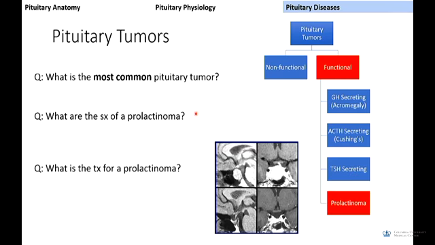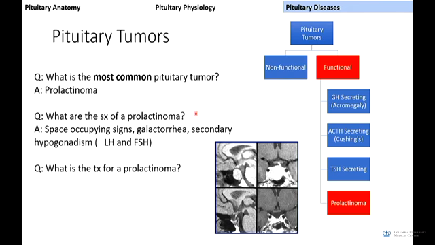And then the last category is prolactinoma, so they're the most common pituitary tumor. Symptoms include space-occupying signs, galactorrhea, so that's milk production from the breasts, secondary hypogonadism, so that's decreased LH and FSH. Treatment is based on the fact that dopamine is a negative regulator, so you can give dopamine agonists to decrease prolactin. So the two to know for that are cabergoline or bromocriptine. This is a picture from lecture showing the increased size with the prolactinoma, and then it decreases dramatically with the dopamine agonists, so they're very effective treatments.